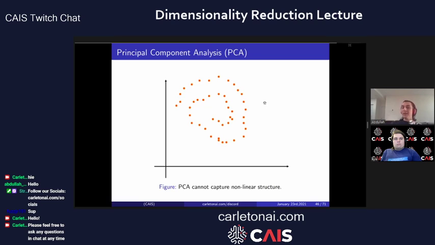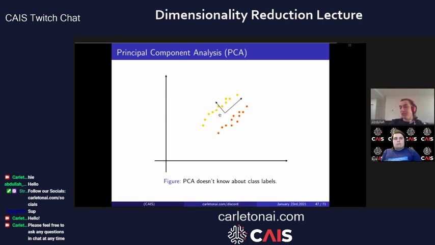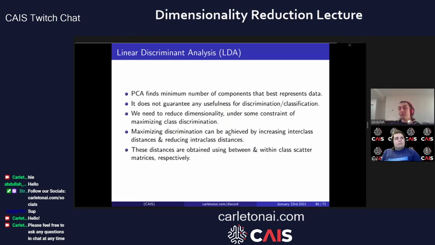But one of the main limits of PCA is that it cannot really capture nonlinear structures. So if your data originally looked like this, PCA will not be able to capture this structure when it tries to project the data into lower dimension. Also, because PCA does not observe the class labels, if you have a data set where this is one class and this is one class, PCA will project them onto these axes to preserve as much variance as possible. But you will not be able to distinguish the two classes anymore. And this is one of the main limits of PCA, right?